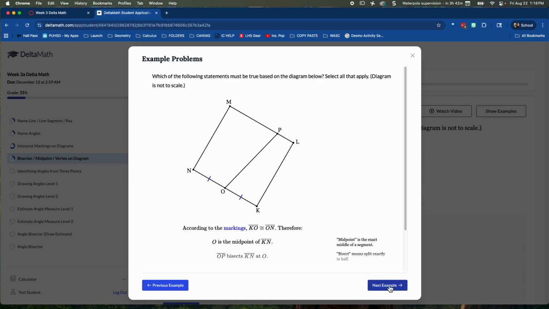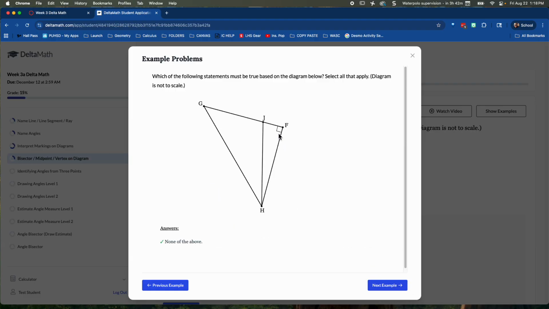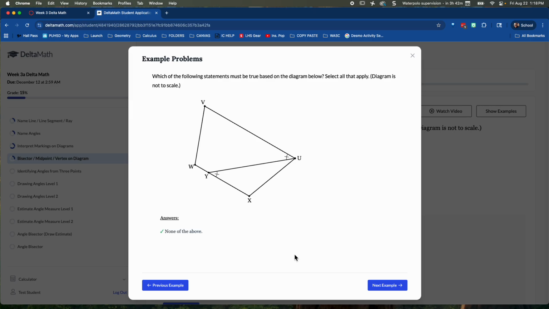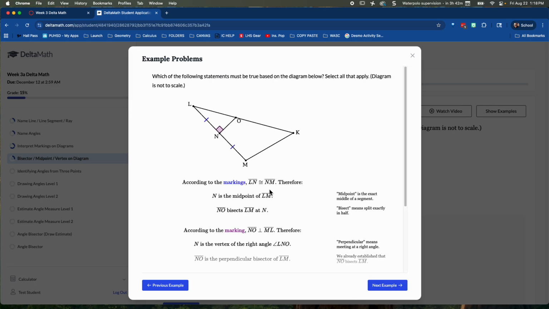So again, we have some markings for midpoint because two sides are equal on either side of it. This one, we don't have any midpoint stuff. We do have a right angle, so you could say FH and GF are perpendicular to each other. There's a few other ways you could say it, but essentially, if you saw perpendicular about those two segments, that could be true. We saw one that looks like this.